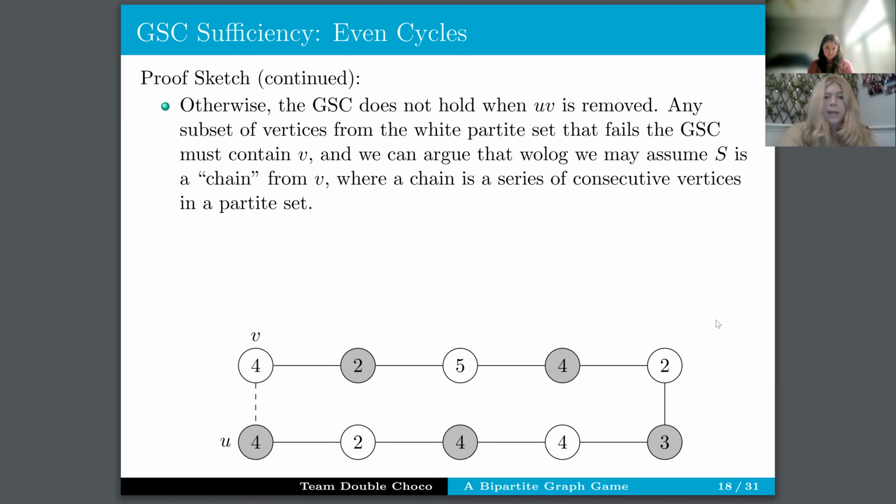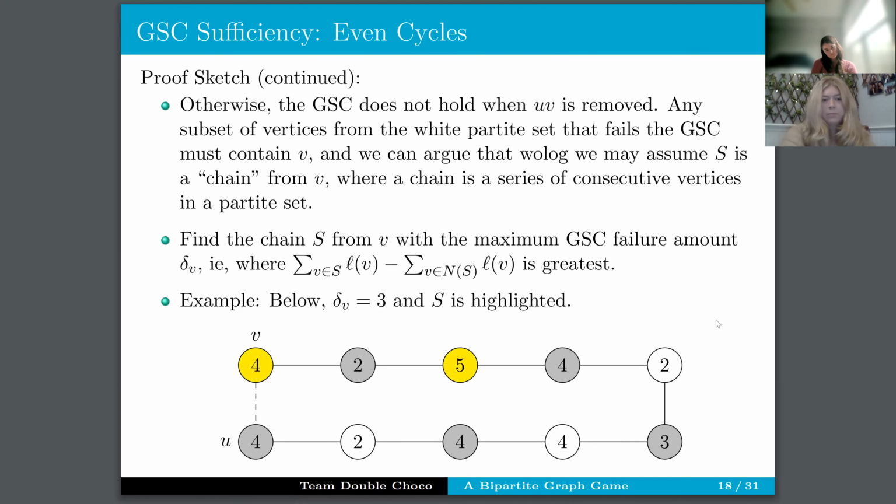Otherwise, the generalized sum condition does not hold when UV is removed. Any subset of vertices from the white partite set that fails the generalized sum condition must contain V, and we can argue that without loss of generality, we may assume that a set S is a chain from V, where a chain is a series of consecutive vertices in a partite set. We find a chain S from V with the maximum generalized sum condition failure amount. We denote that as delta V.